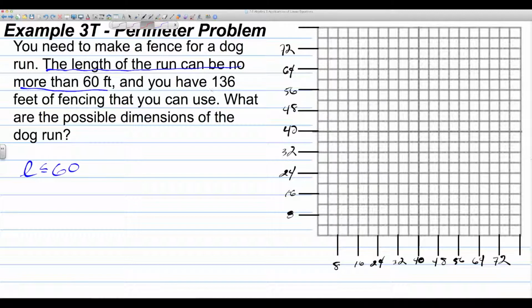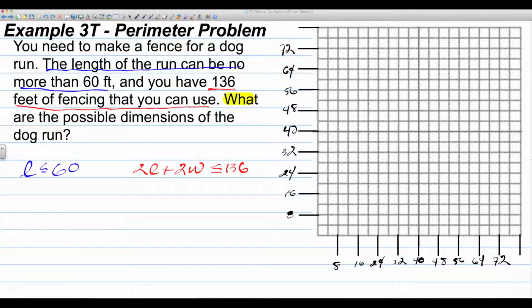The second sentence talks about the perimeter. You have 136 feet of fencing that you can use. You have 136 feet of fence to go all the way around. Now the perimeter formula is 2 times the length plus 2 times the width. In this case, the perimeter represented by 2 times the length plus 2 times the width has to be less than or equal to 136. So this system of inequalities is going to allow us to answer this question here.